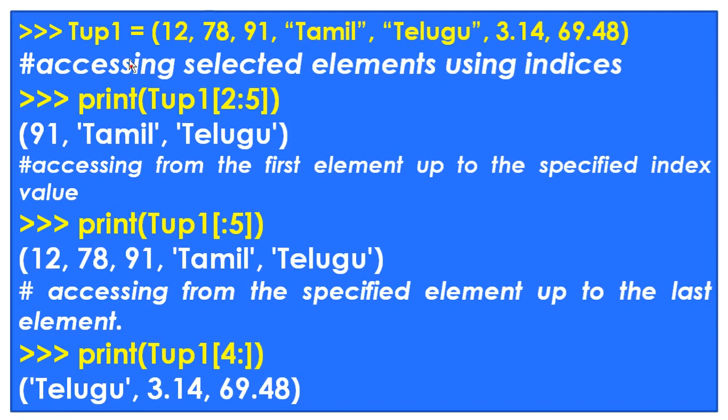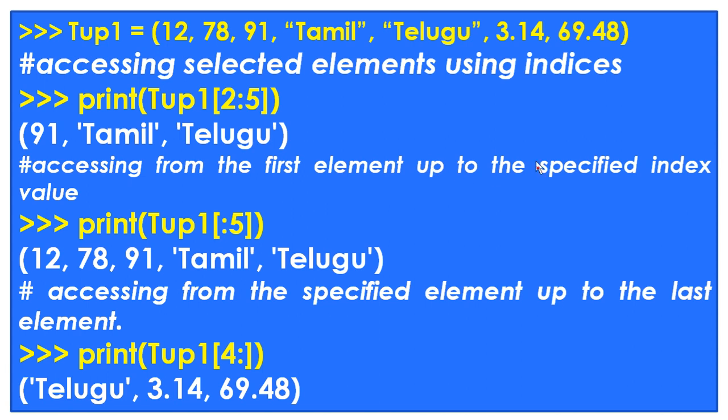In another example, tup1 equal to this list. Accessing selected elements by using indices, print tup1 2 colon 5. So we get the elements of index values from 2 to 4. Here 12 is the 0th element, 91 is the second element. So 2, 3, 4. So 91, Tamil and Telugu are displayed.